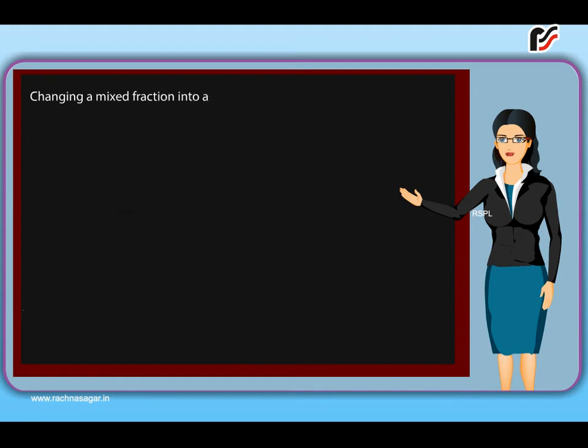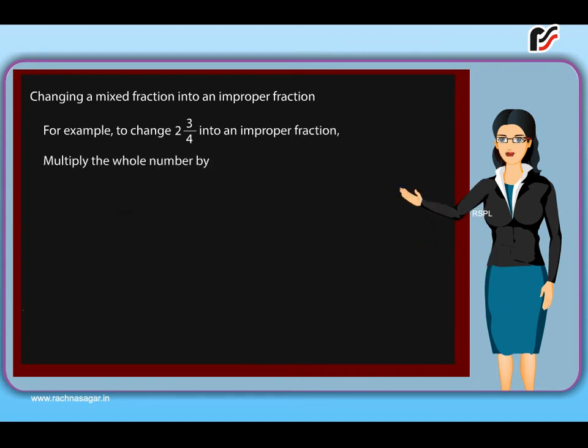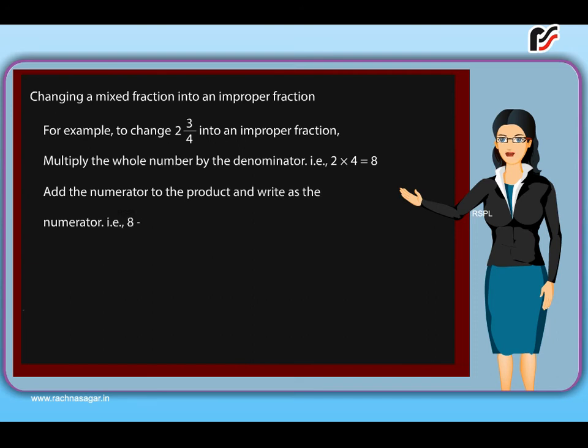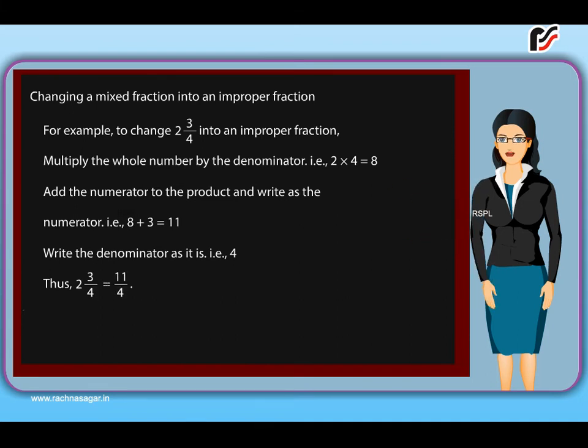Changing a mixed fraction into an improper fraction. For example, to change 2 3/4 into an improper fraction, multiply the whole number by the denominator, that is, 2 into 4 is equal to 8. Add the numerator to the product and write it as the numerator, that is, 8 plus 3 is equal to 11. Write the denominator as it is, that is, 4. Thus, 2 3/4 is equal to 11/4.